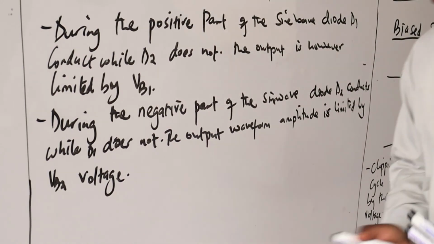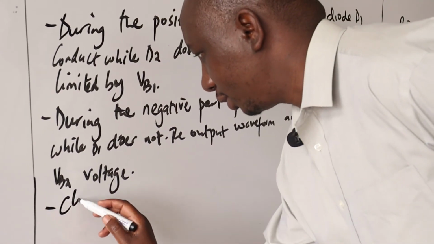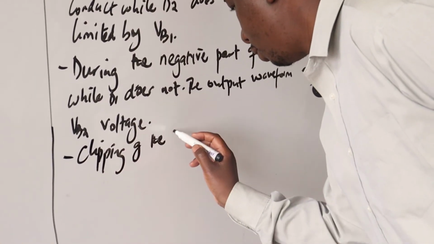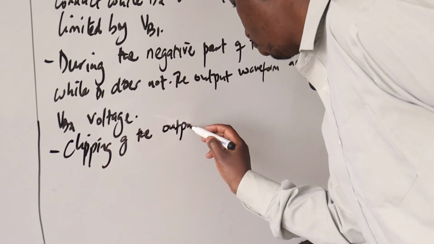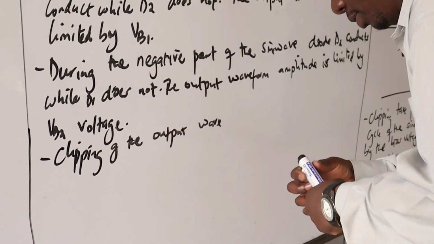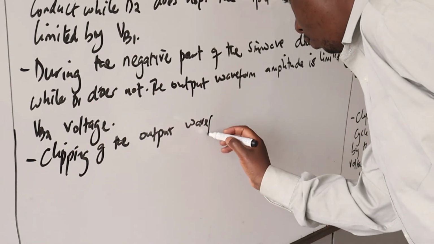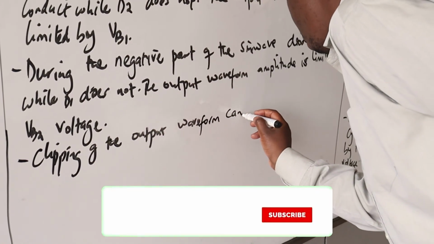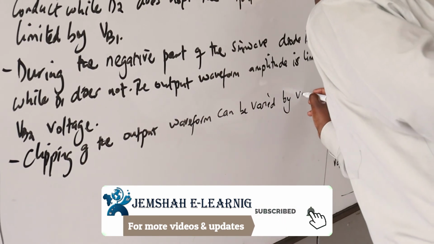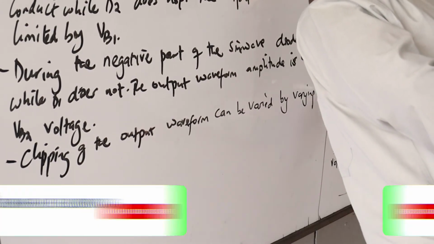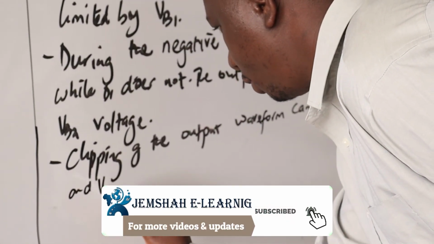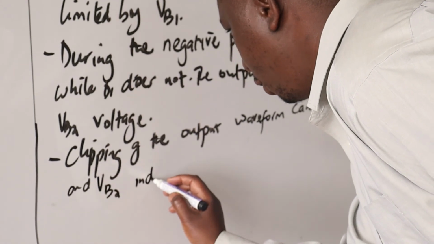Another thing: the clipping of the output waveform can be varied by varying VB1 and VB2 independently.